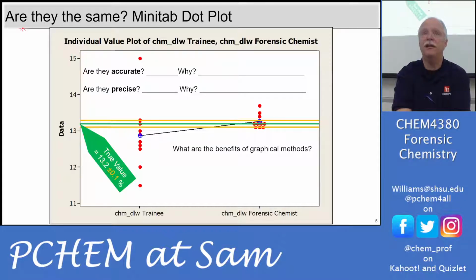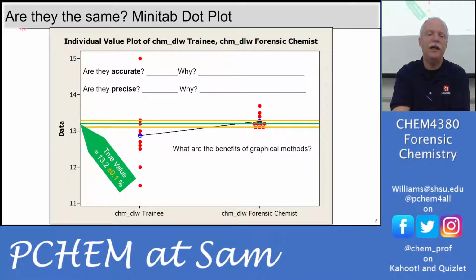It could be an outlier, exactly. It could be. And so we'll look at that. If you were to look at the means, that's what the little blue cross point is. So the blue line connects the means of the two data points. So it looks like the forensic chemist mean is within the error bars of the true value.